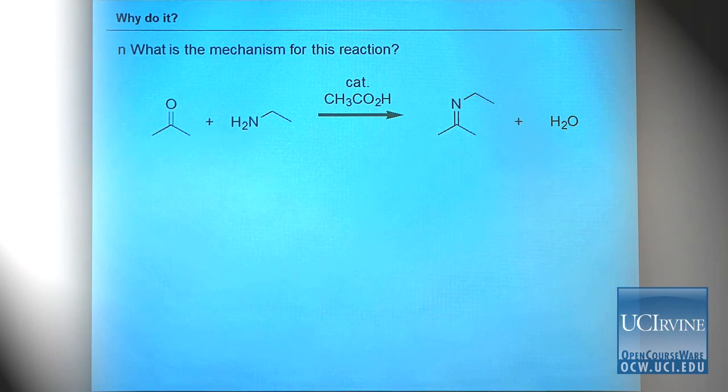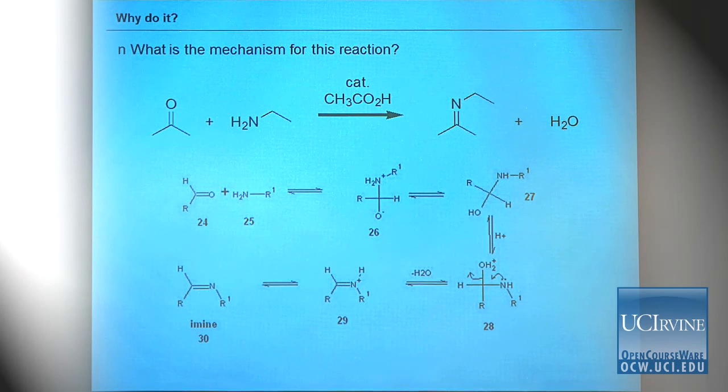Frequently, you'll draw something on a piece of paper and wonder if what you have drawn is correct, and so you'll go to find answers to what is the mechanism for this reaction. You can look in the backs of books. You can look on the web. You have so many resources available to you. And unfortunately, if you go to those resources and look for what is the mechanism for this reaction, you won't get a clear and consistent answer.